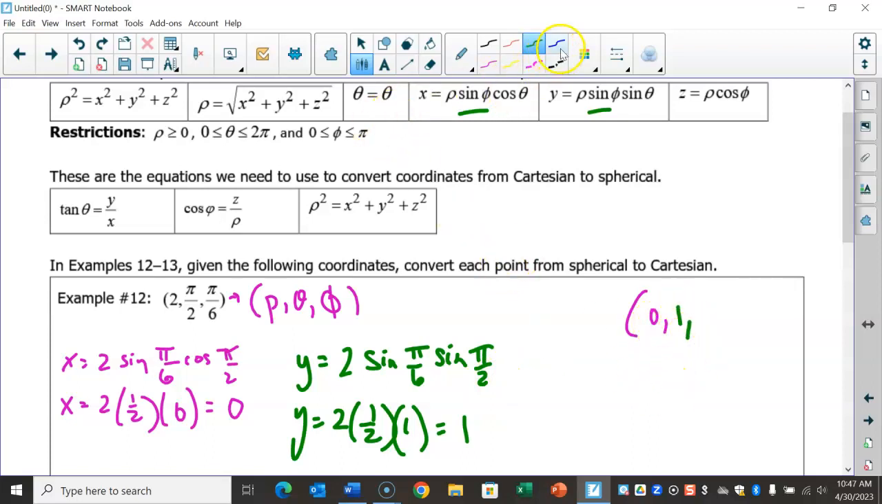And finally, we're going to find z. So we're going to use this equation right here. So z is going to be equal to our rho, which again is still 2. And then we're going to take the cosine of phi, and phi again would be pi over 6.